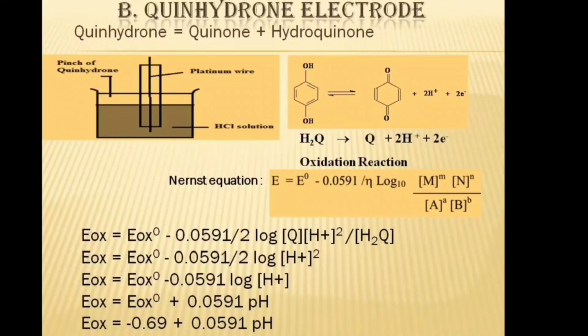The standard oxidation potential of the quinhydrone electrode is minus 0.69. That's why this value is put here. So E oxidation is equal to minus 0.69 plus 0.0591 pH, which is the Nernst equation for the quinhydrone electrode.